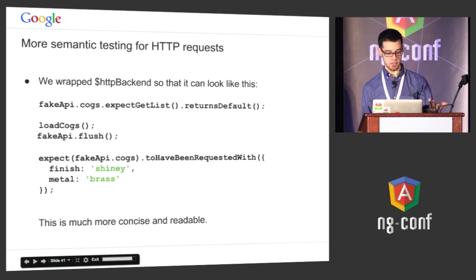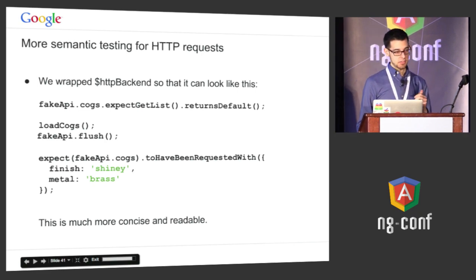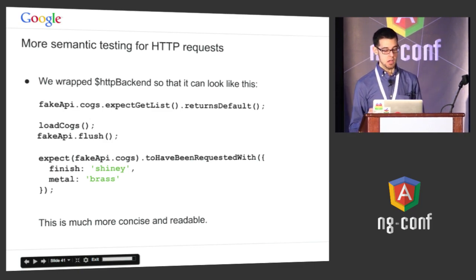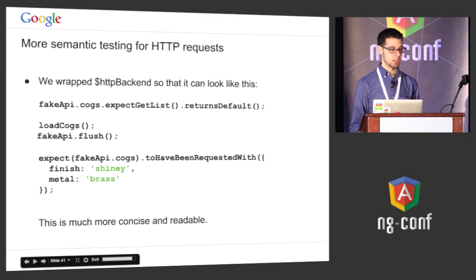So after this, we have the code that we're testing, in this case load cogs. We flush the HTTP request like we normally would with HTTP backend. And this is where it's really interesting: we built these fake endpoints to be consumed by some custom Jasmine matchers that allow us to make some really granular assertions about the way the request was made. In this case, we're expecting that cogs were requested with parameters finish, shiny, metal, and brass. And this is far more concise and readable than using the whole flat URL string. It's a lot easier to maintain and debug.